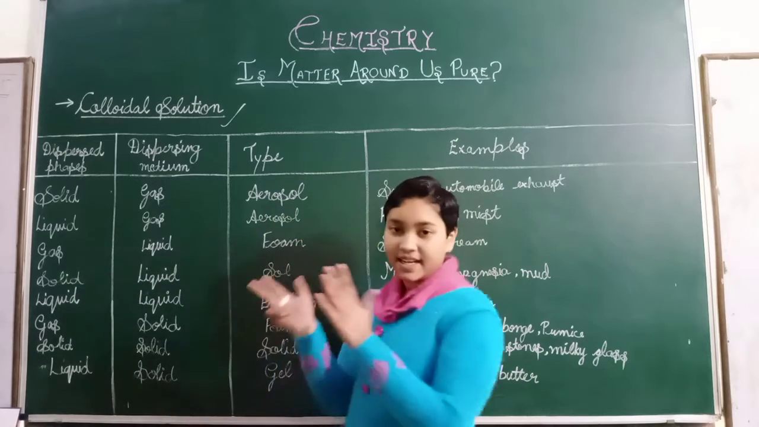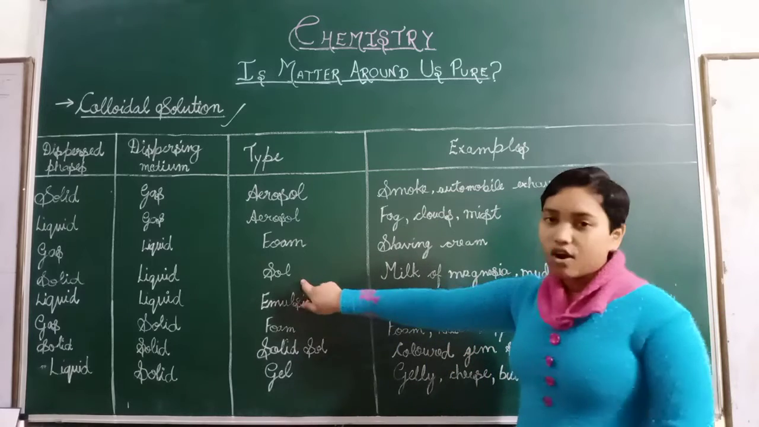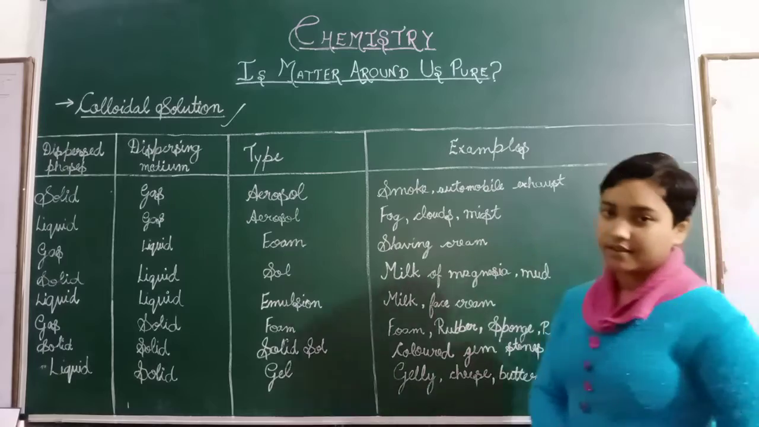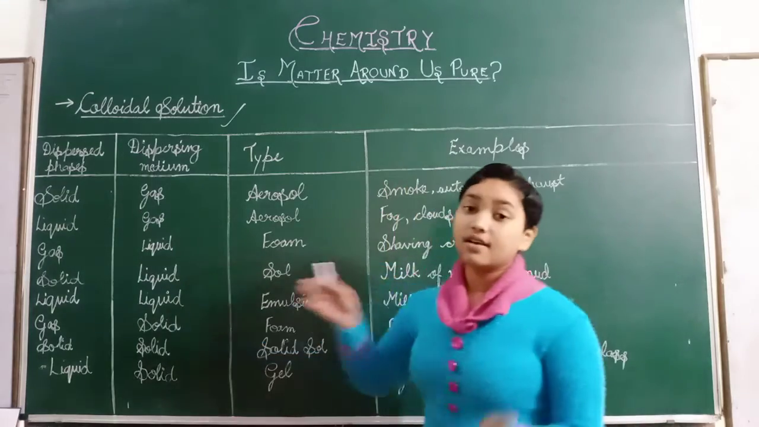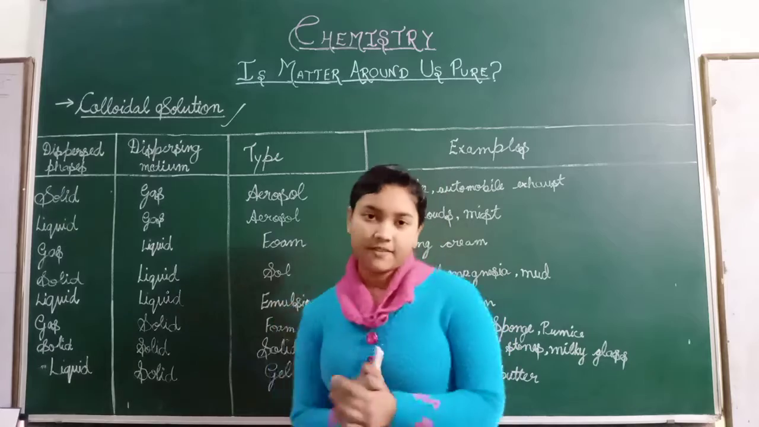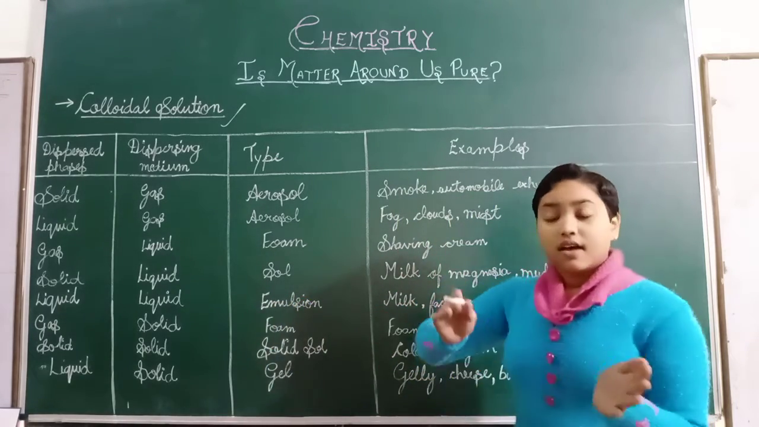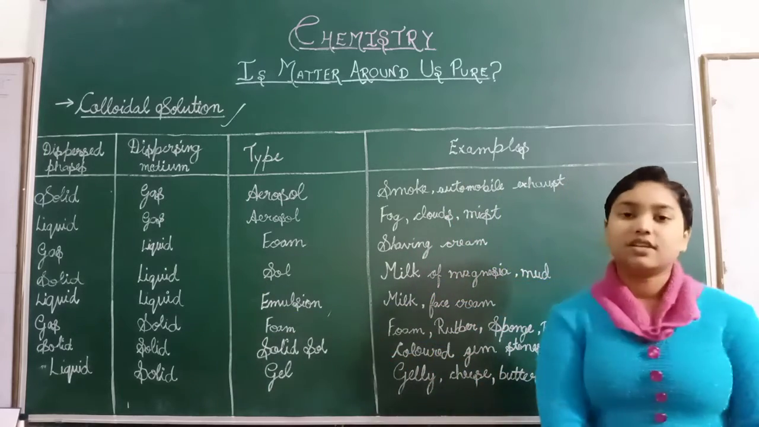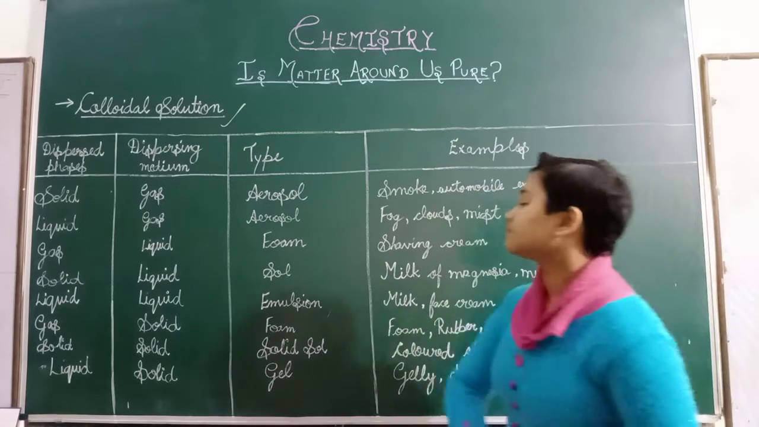When solid is present in less amount and liquid in greater amount, it is called sol. For example, milk of magnesia and mud. When a liquid is present in less amount and a second liquid in greater amount, there must be some difference between these two liquids. Then it is called an emulsion. Examples of emulsion are milk and face cream.